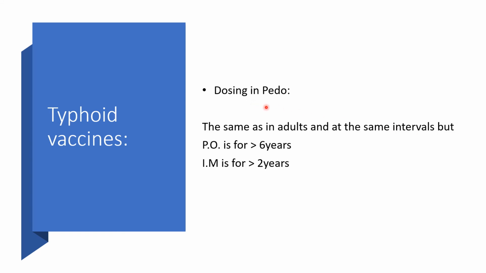Dosing in the pediatric age group. It's the same as in adults, and at the same time intervals, but you give per oral only if the child is greater than 6 years, and you give the IM only if the child is greater than 2 years.